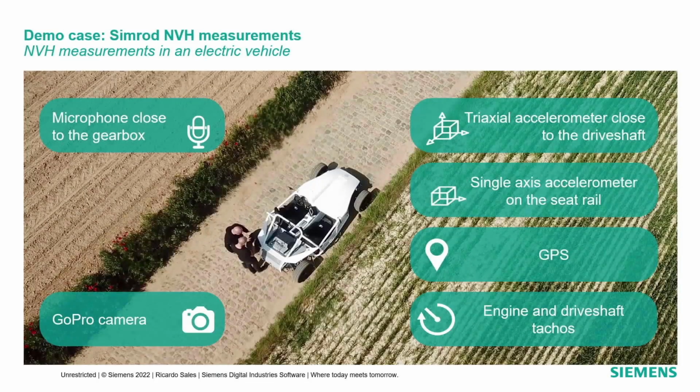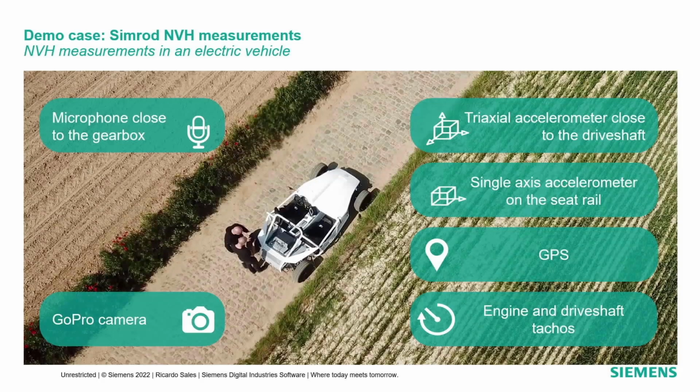For this demo case, we use our SimRod vehicle, which is an electric vehicle that we use for testing, and we place some sensors around it. The first one is a microphone close to the gearbox because we know this is an important sound source for this car. We also put a triaxial accelerometer on the drive shaft and a single axis accelerometer close to the seat rail to make sure that we can correlate both vibrations.